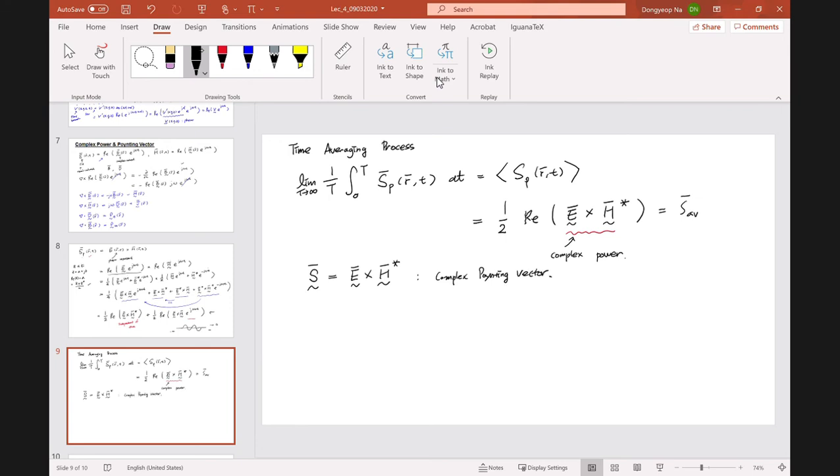So in order to get this time averaged power, we can only take the real value of this complex power or complex Poynting vector. So the time averaged instantaneous power is equivalent to the real value of this complex Poynting vector. Any questions so far?